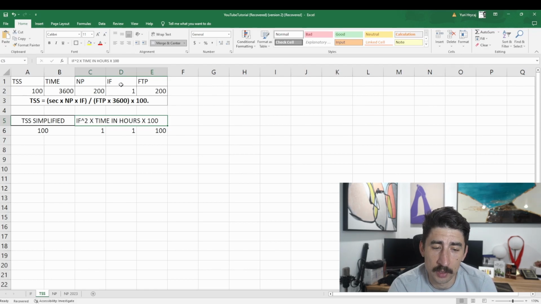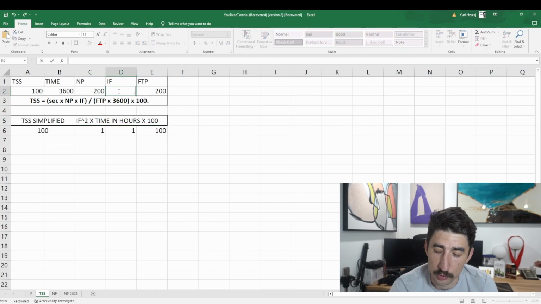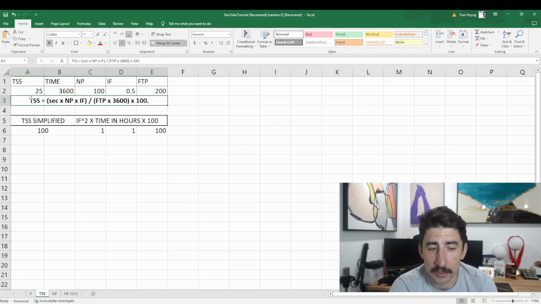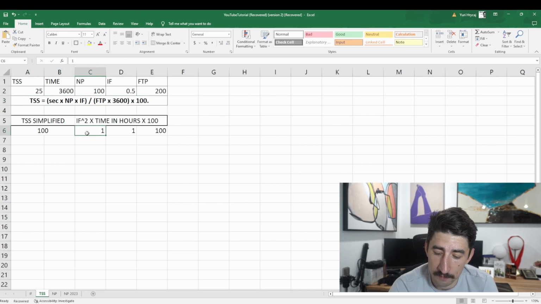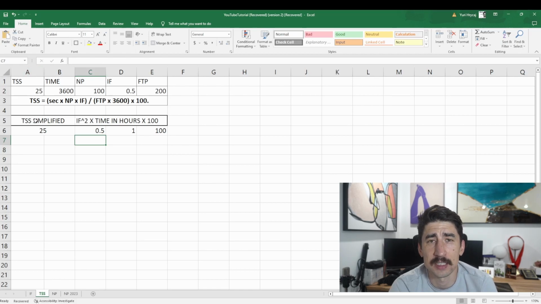So over here, we can see the IF. Let's change this to 0.5. We have 1 hour, which gives us 25 TSS, the simplified. We're going to take our IF, change that to 0.5, 1 hour times 100, we get 25. So the TSS is the same.